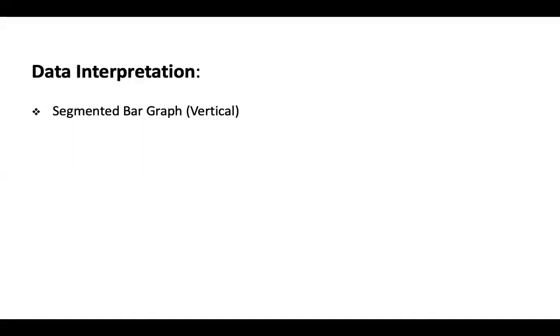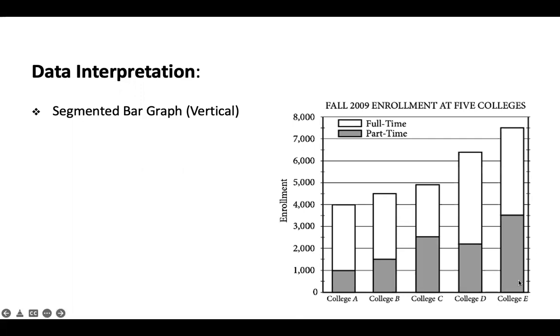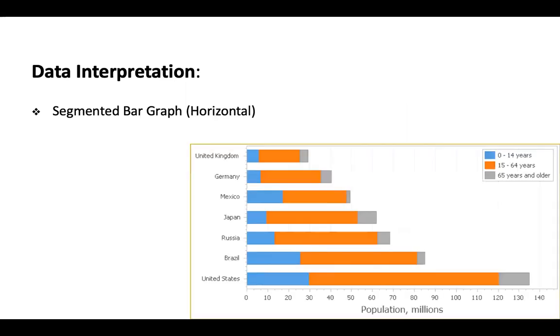So if I see the vertical one, again, we have 5 categories of colleges, and each category is further divided into full-time and part-time. Just like if I see college A, total enrollment is 4,000, but in that enrollment, part-time there are 1,000 students and full-time there are 3,000 students. So in this way, each of these bars is further divided into subcategories for each of these 5 categories. And likewise for the horizontal, this is the population in million, and we have these 7 countries, and the population for each is further divided into 3 portions. We are given the range from 0 to 14, this is blue, from 15 to 64, this is orange, and from 65 and above, this is gray.